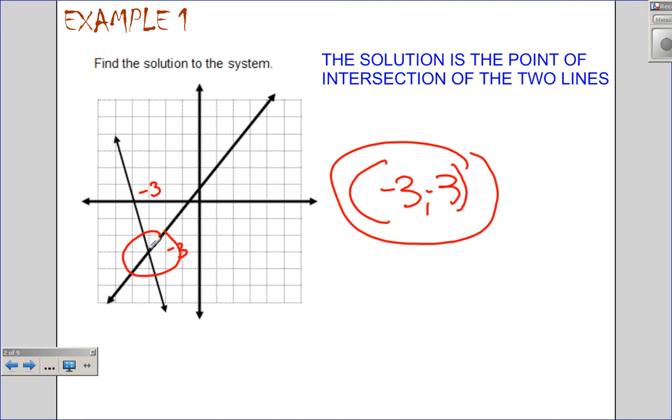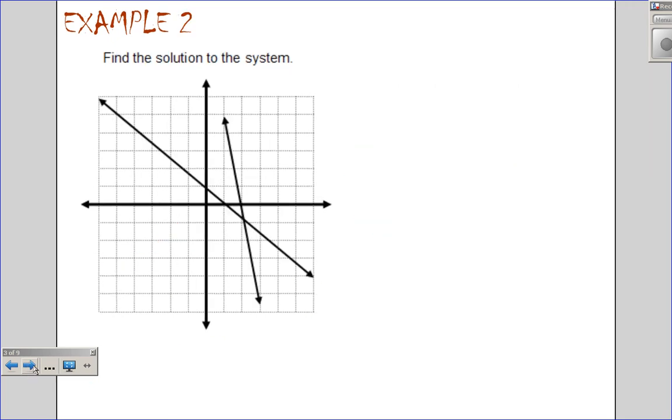So I just look for, where does my graph intersect? It intersects at the point -3, -3. It has one solution. It's -3, -3. That is the answer. It's not x equals -3 and y equals -3. It's just -3, -3. It's that point of intersection.